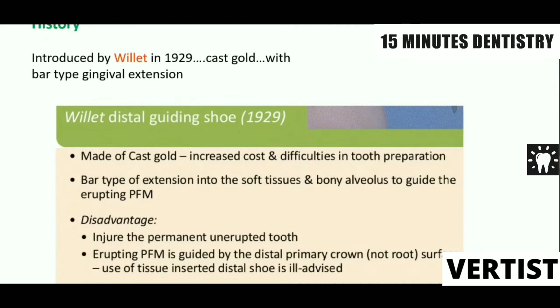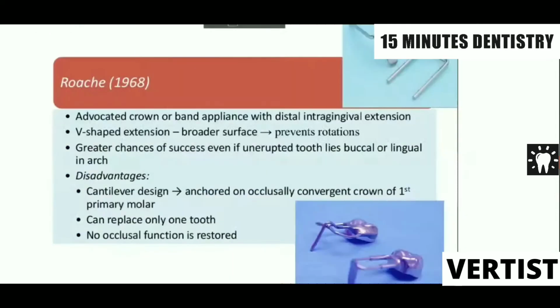Considering the gold being a noble metal, it was thought that the intragingival extension made up of gold would not trouble the child or the tissue. So a horizontal and a vertical bar type extension used to be placed intragingivally, made of cast gold. But then the preparation was too bulky and too difficult, so it could not become very popular.